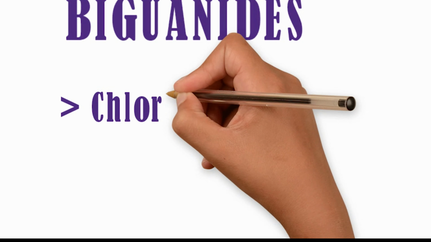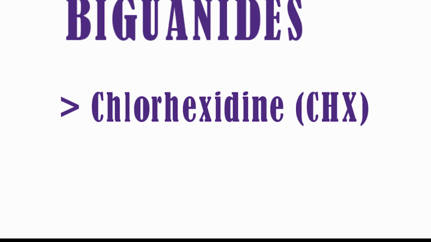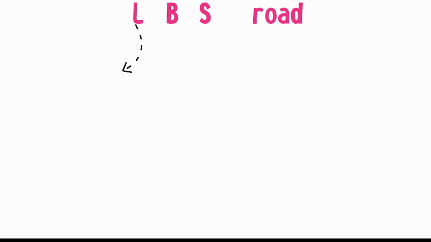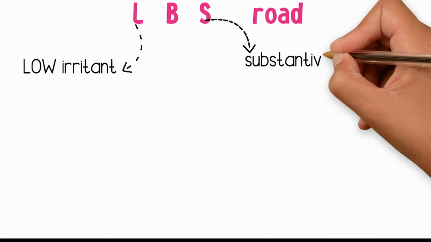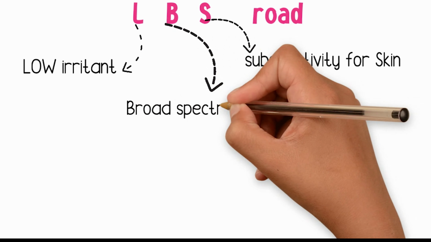Biguanides. An important example is chlorhexidine, probably the most widely used disinfectant, particularly in hand wash and oral products. Remember the mnemonic LBS road. It has low potential for irritation and therefore can be used on skin without causing damage. It has a broad spectrum of activity against microorganisms. One interesting thing to be noted is its biphasic effect.